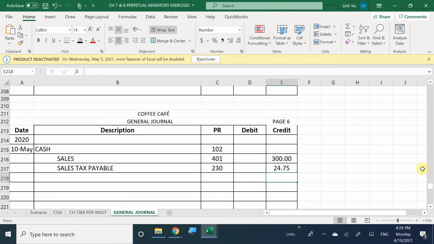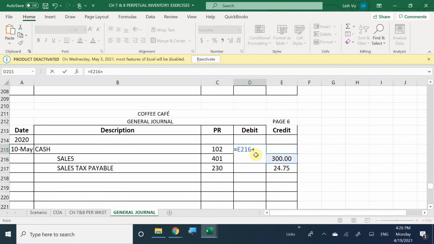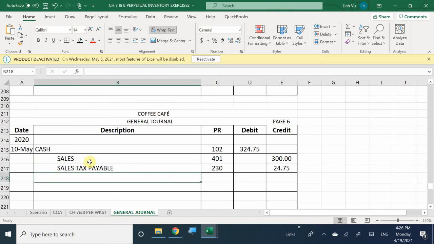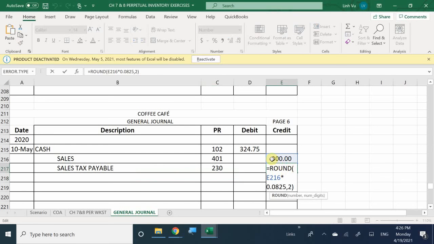$24.75. So in grand total, how much cash should I receive? $324.75. Correct. And how did you get the 24.75? I just took the 300 times the tax of 8.25%, and because I want to round to the nearest penny, I rounded it to two decimal places. So I just took 300 times the tax.